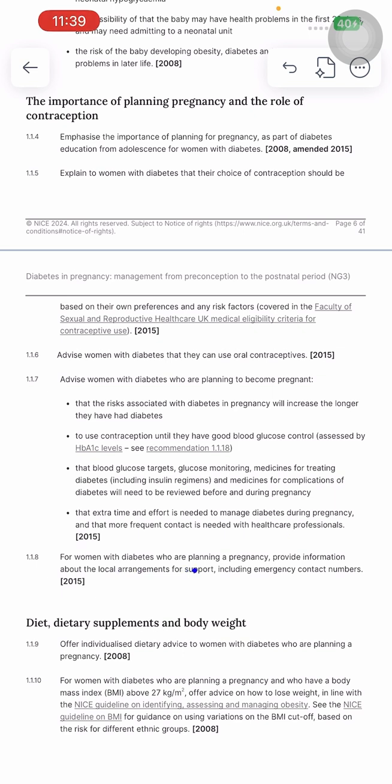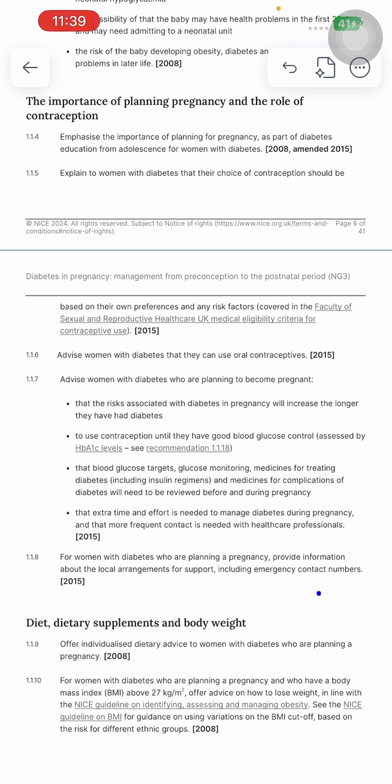For women with diabetes who are planning a pregnancy, provide information about the local arrangements for support, including emergency contact numbers. So before planning, you must tell the patient if her diabetes has not been controlled.